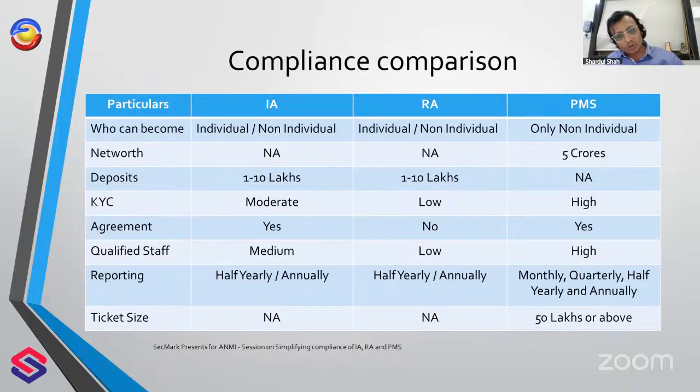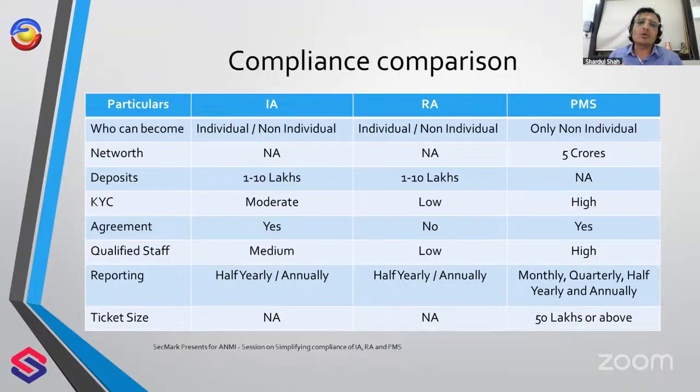Why am I elaborating on this terminology? Based on the nature of your client, your methodology, your capability, and your skill set, you will take a call on whether a particular license, that is IA or research, is suitable to your business operation, or whether a PMS license would be suitable to you.